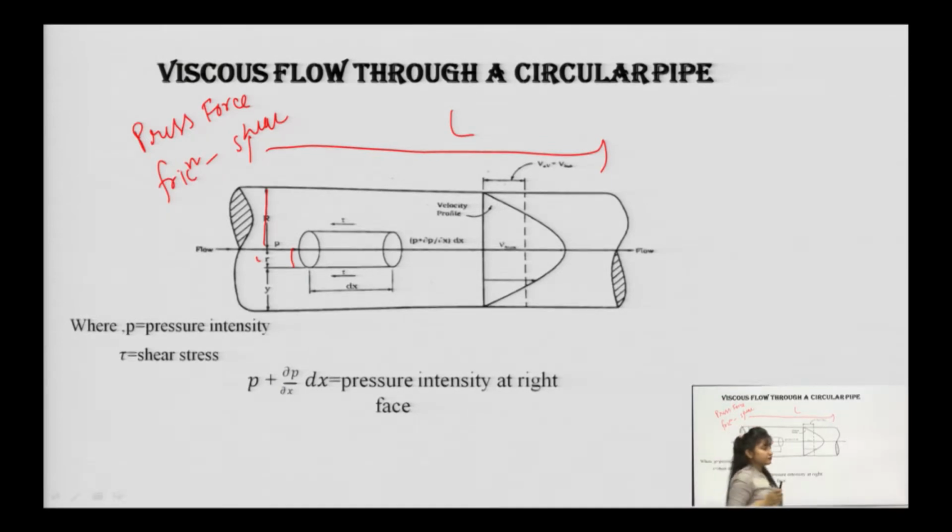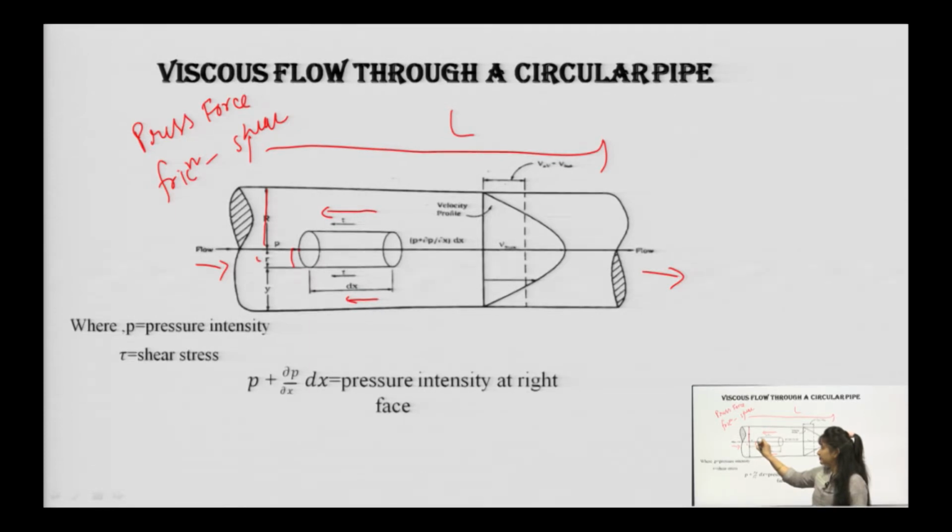The direction of shear force, or frictional force, will be opposite to the direction of flow. So if the flow is moving from this direction to this one, then the application of shear stress or frictional force will be opposite to it. Coming to pressure force, if at this point pressure force is P into A, pressure into area, and small r is the radius, then area will be pi r square.